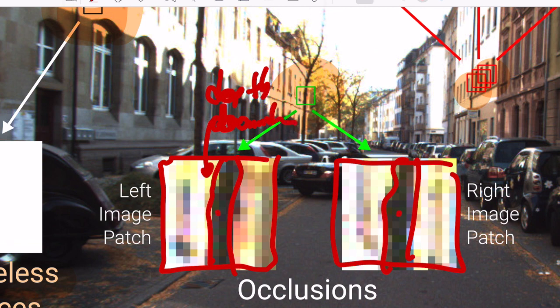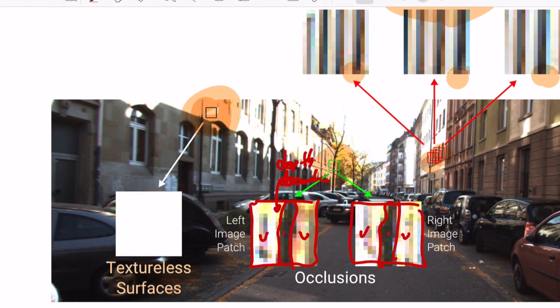Even though these two patches are ideally positive patches, their appearance is exactly different, I mean due to this background part. So this is due to the occlusion from stereo setting. So stereo matching setting.